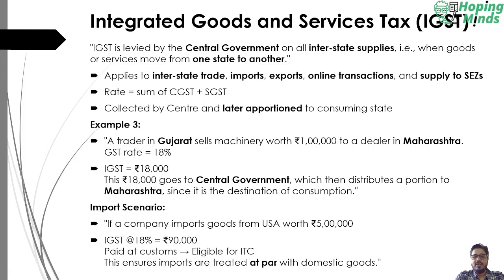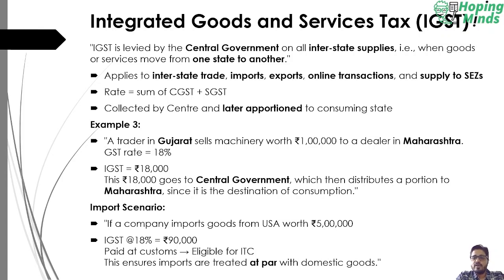In this transaction, since the machinery is moved from Gujarat and crossed the border of Gujarat to reach Maharashtra, IGST is charged. So in this case, 18,000 goes to the central government initially, which then distributes a portion to Maharashtra since it is the destination of consumption. Similarly, if a company imports goods from USA worth rupees 5 lakh, IGST is paid at the customs that amounts to rupees 90,000. This ensures imports are treated at par with the domestic goods.